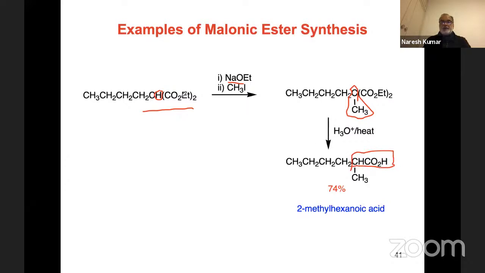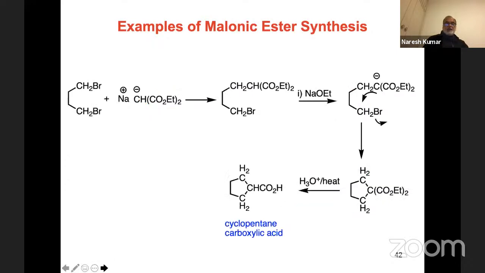where CHCO2H is coming from your malonate, and the 4 carbons are coming from one alkyl halide, that's bromobutane, and the second methyl group is coming from methyl iodide, which is your second alkyl halide. And the end result is that you end up getting a substituted hexanoic acid. So you can manipulate this reaction in any way you like to generate straight chain carboxylic acids or substituted carboxylic acid. You can even take this reaction one step further.